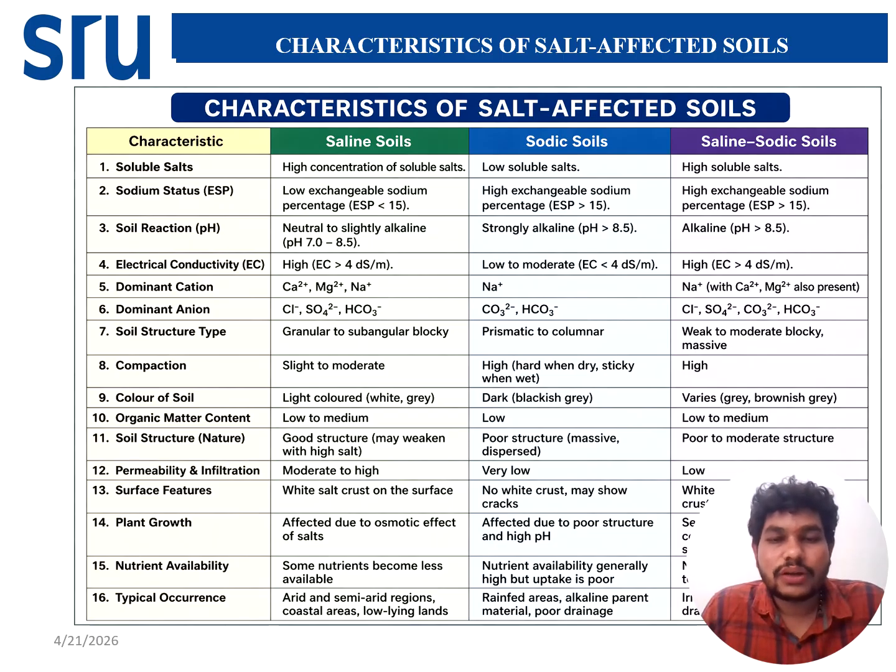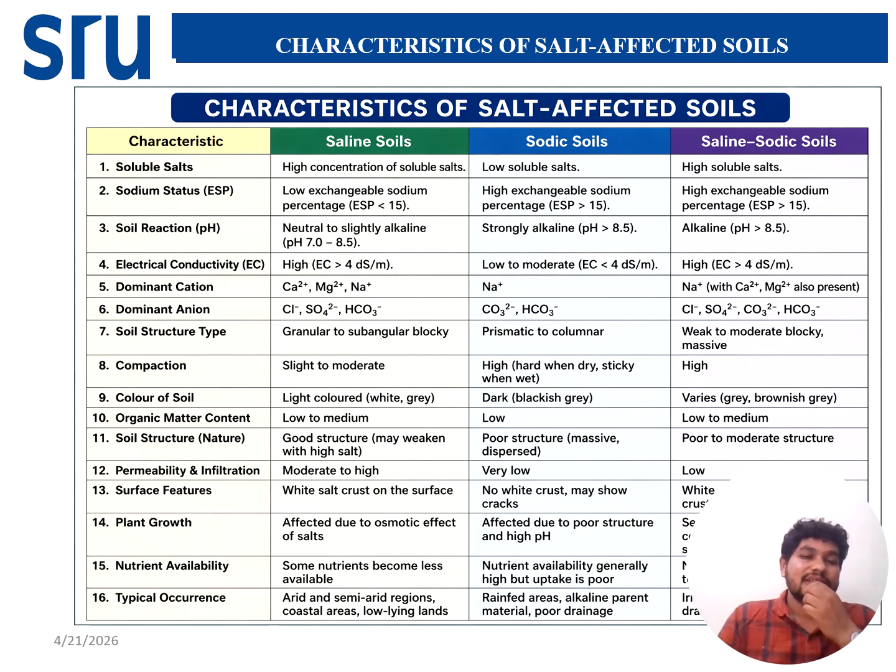In saline sodic soil, it depends on which cation is present. On the surface, in saline soil, a white crust will be observed. In sodic soil, there is no white crust, but we may see cracks due to the presence of sodium. For plant growth, the plant is mostly affected in saline soil due to the osmotic effect of the salt. In sodic soil, the plant is affected due to poor soil structure, waterlogging, runoff, and high pH.